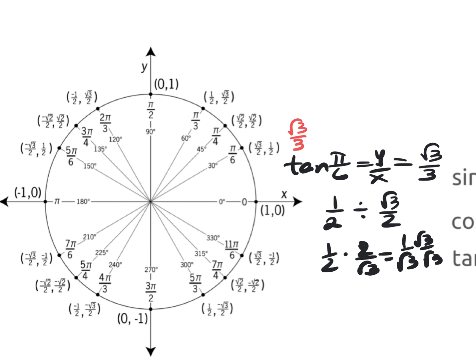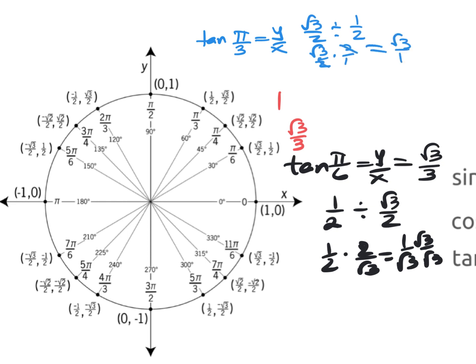We've already seen the tangent of pi over 4 because it's root 2 divided by root 2, and this tangent value is 1. Then if you do the same thing for the tangent of pi over 3, y divided by x, so root 3 over 2 divided by 1/2. Keep, change, flip it. And then the 2's cancel, and you're just left with √3/1, which is √3. So the tangent here is √3.